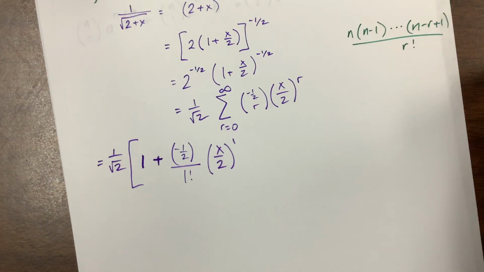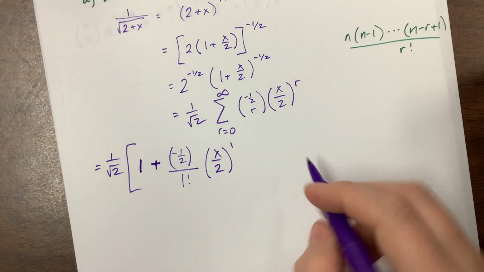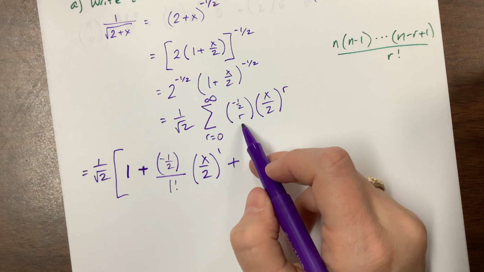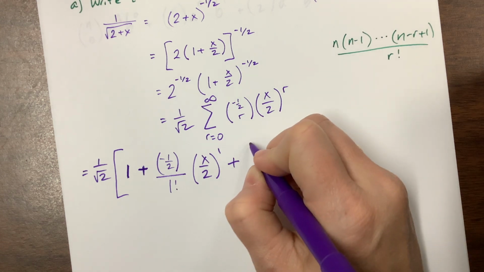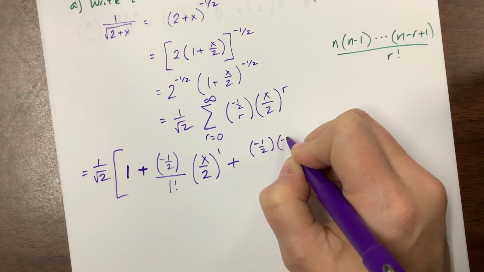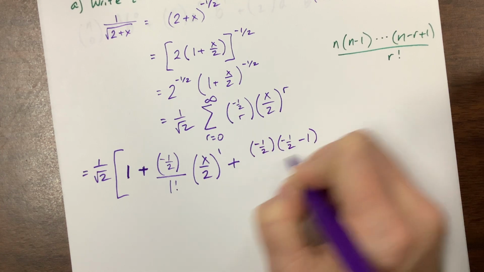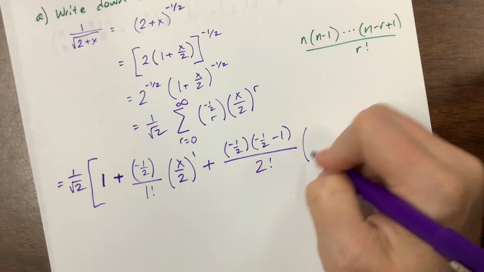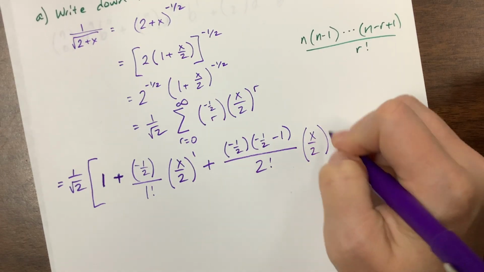And so here's term 1, here's term 2. Here comes term 3. And so that's going to be when r is equal to 2. So when r is equal to 2, we have a negative 1/2 times a negative 1/2 minus 1, all divided by 2 factorial times x over 2 squared.